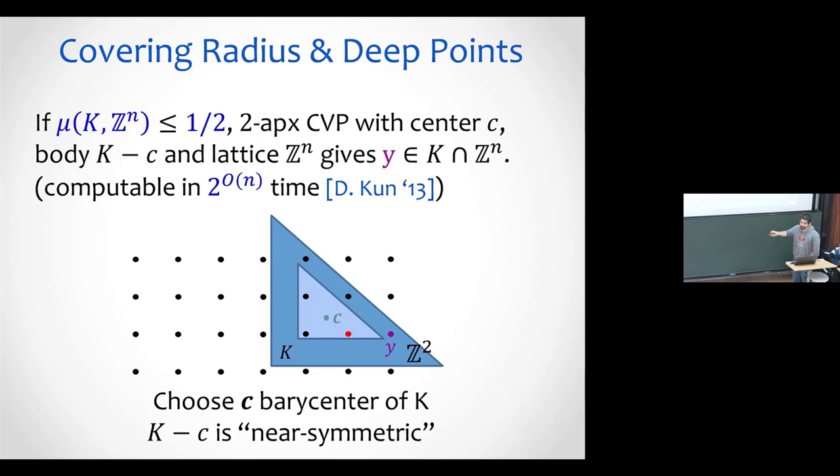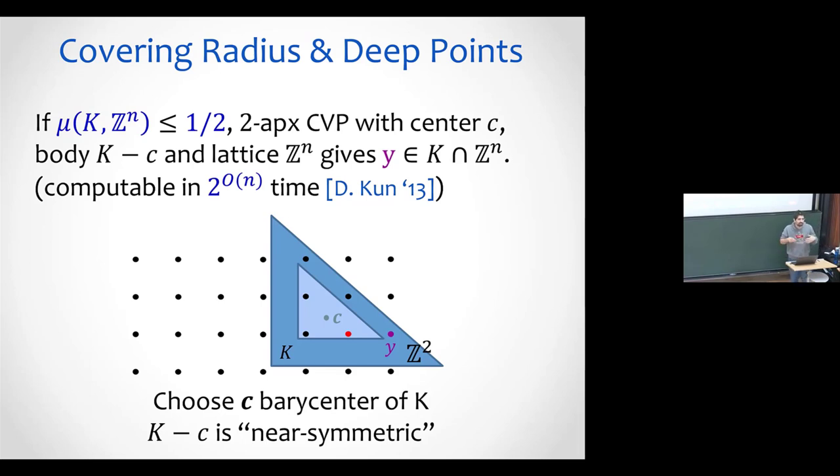And you can choose the center C so that we satisfy this near symmetry condition that I mentioned before. In particular, you can choose the center of gravity of K. That will work. So this basically says, if the covering radius is small, a little bit smaller than one, I can solve IP in 2 to the order n time. So the problem is the other side.